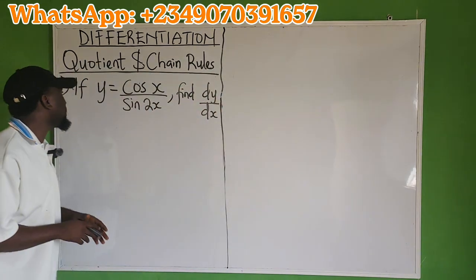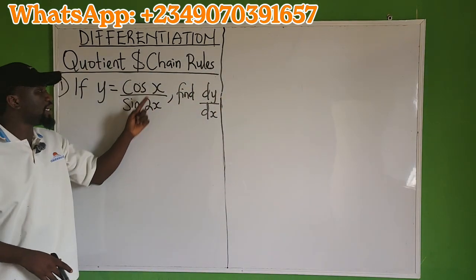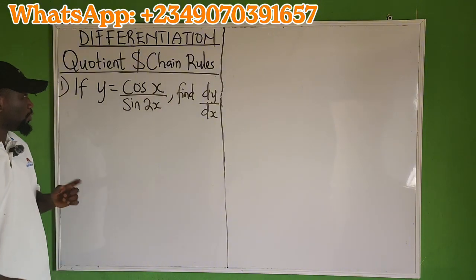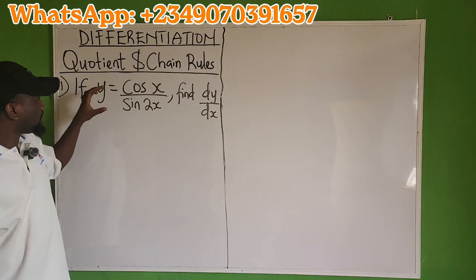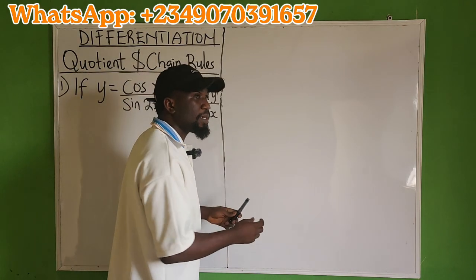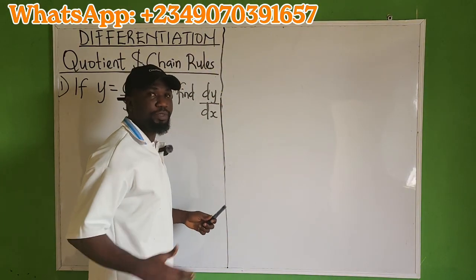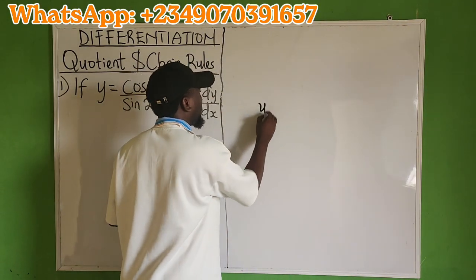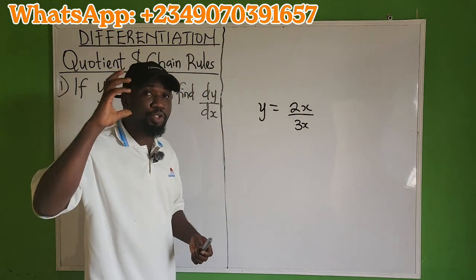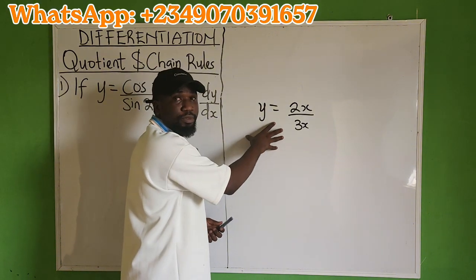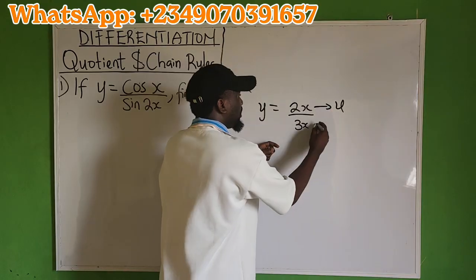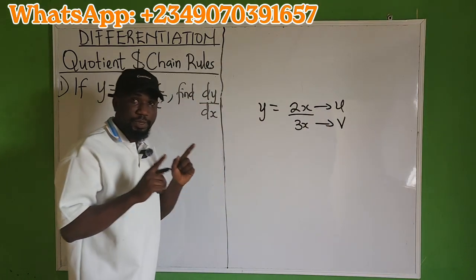The first question says, if y is equal to cos x over sine 2x, then find dy over dx. The first thing here is to consider the quotient rule. Whenever you have a numerator and denominator, let's say y is equal to 2x divided by 3x, what should come to your mind is to use the quotient rule whenever you have a fraction. So this is going to be the value for u, and then we represent v.